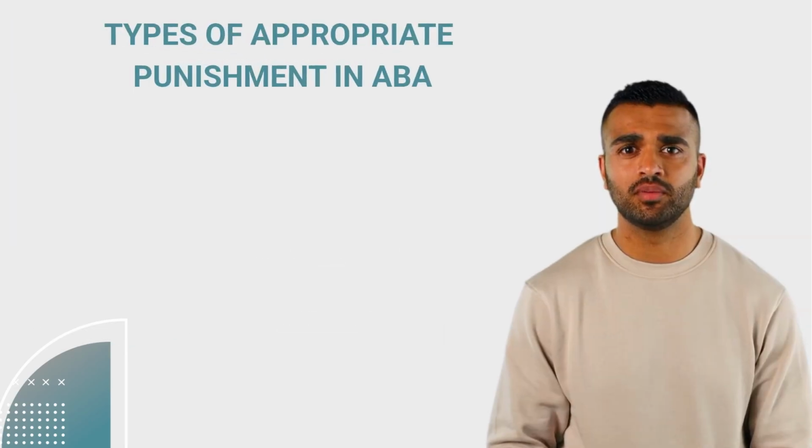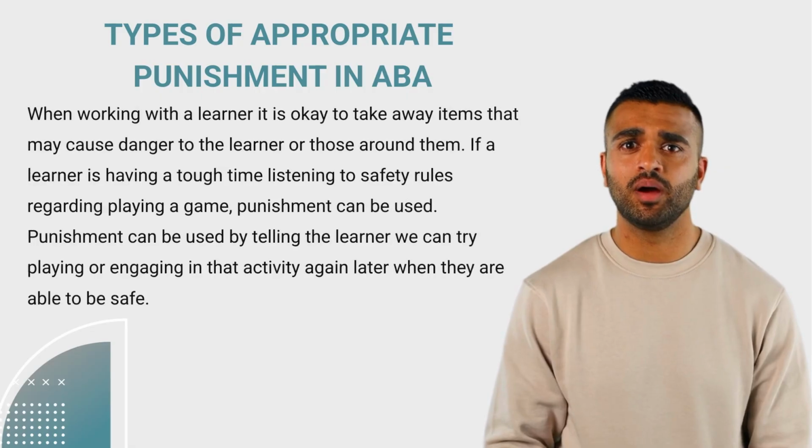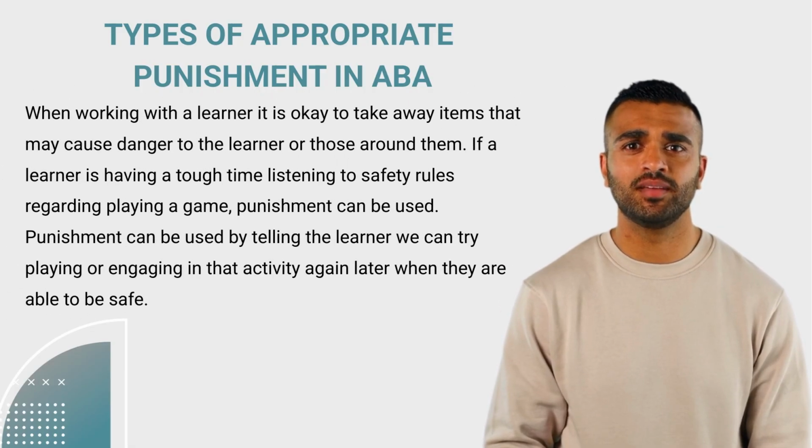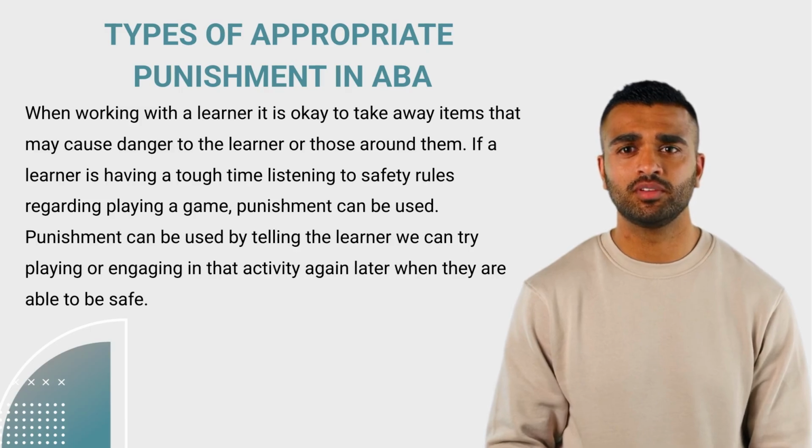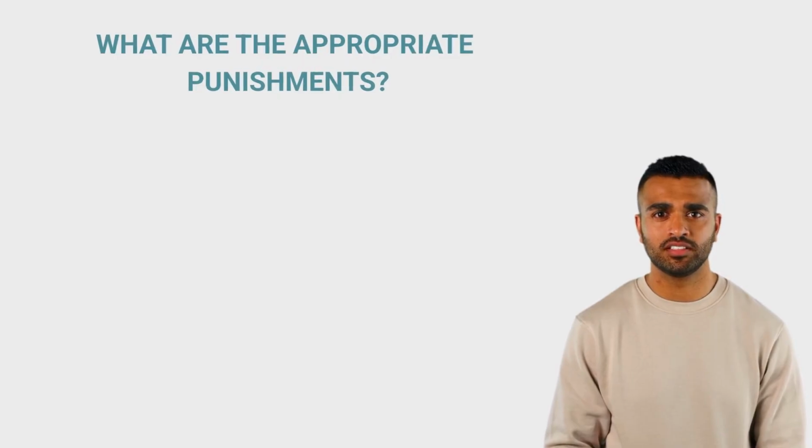There are types of appropriate punishment in ABA. When working with a learner, it is okay to take away items that may cause danger to the learner or those around them. If a learner is having a tough time listening to safety rules regarding playing a game, punishment can be used. Punishment can be used by telling the learner we can try playing or engaging in that activity again later when they are able to be safe. What are the appropriate punishments?